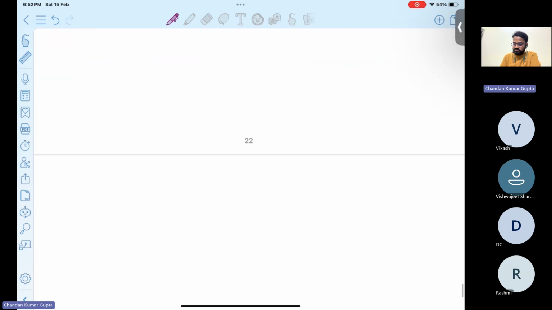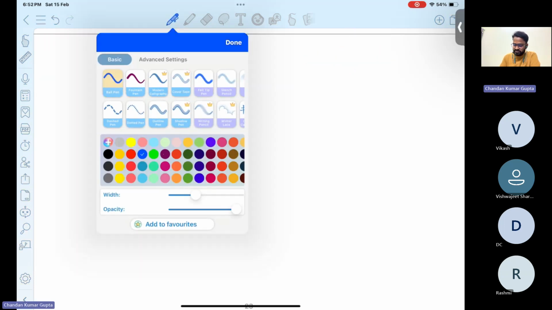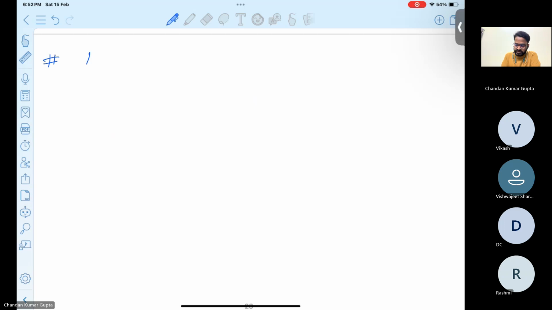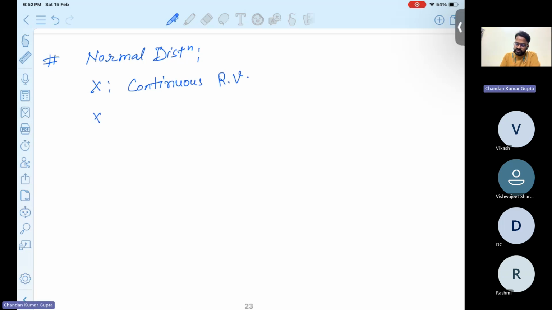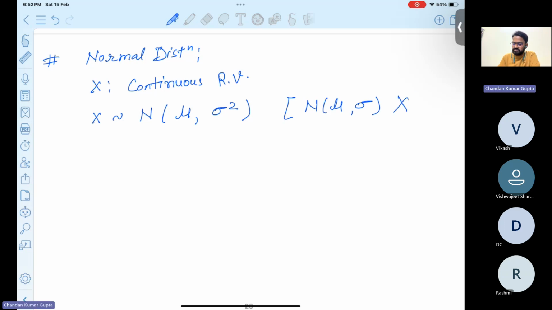Now the most important distribution, and it is the normal distribution. People call it the Gaussian distribution. Suppose X is a continuous random variable. It follows the normal distribution with parameters mu and sigma square. The notation is N of mu, sigma square.